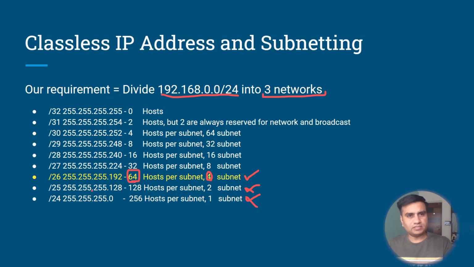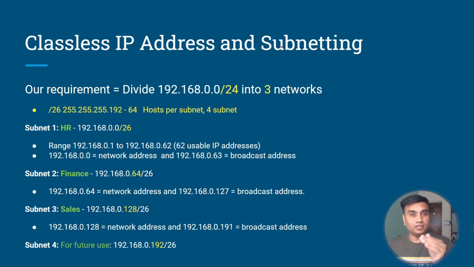So out of this, what is the conclusion? I am going to use /26 instead of /24. That's the conclusion. We are going to use CIDR classless IP address, and we are going to use subnetting in our network. Let's use it. What will happen? We will get subnet number 1 for HR. Okay, and we are going to use CIDR /26.